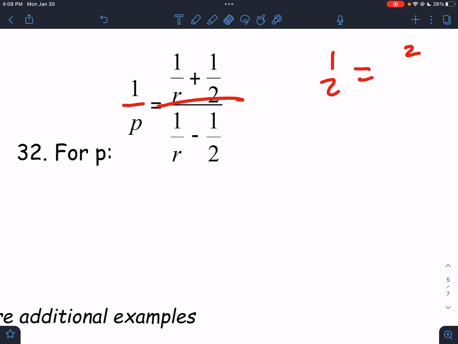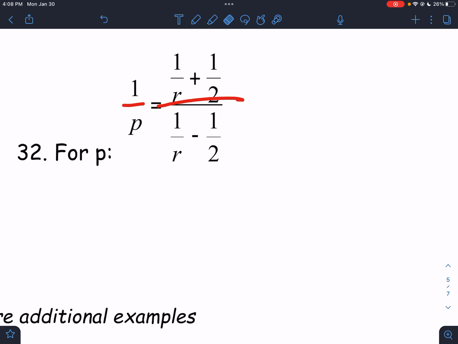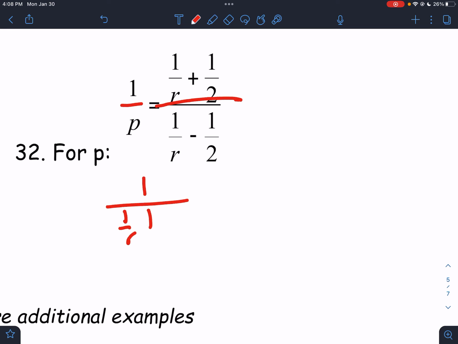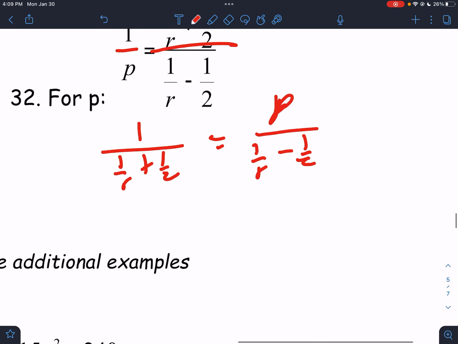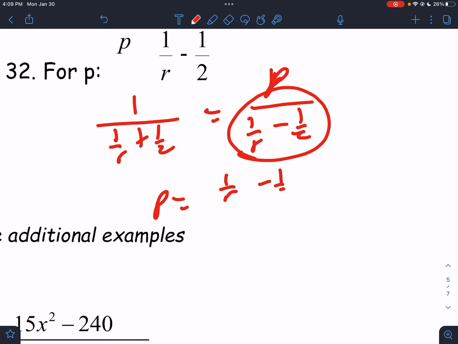If I said 1/2 equals 3/6, I can switch those positions. I can say 1/3 equals 2/6, and it's still true. That's a rule of proportions that you've learned before. So that might come in handy here. We have 1 over r plus 1/2 equals p over 1 over r minus 1/2. And then if I switch this and this now, I would have just p. So p equals, put this on top, 1 over r minus 1/2 over, put that on bottom, 1 over r plus 1/2.